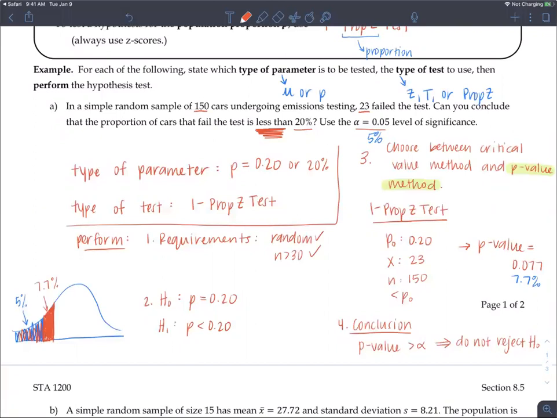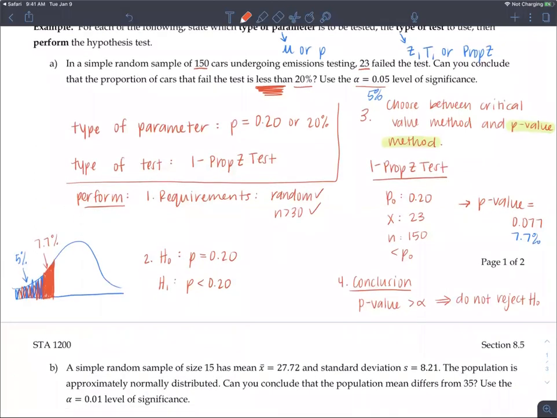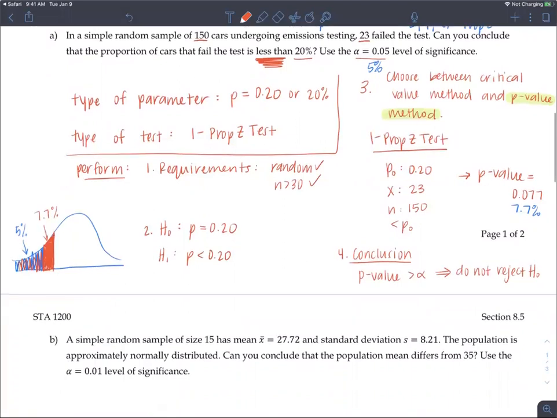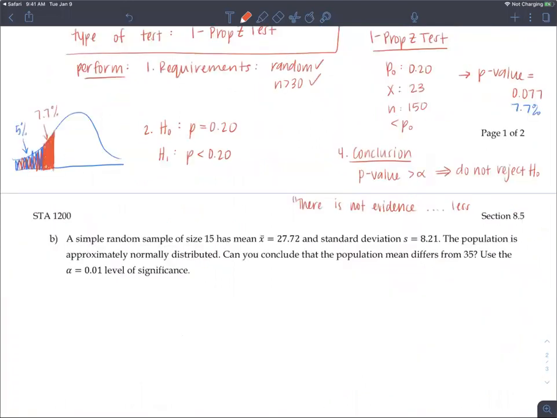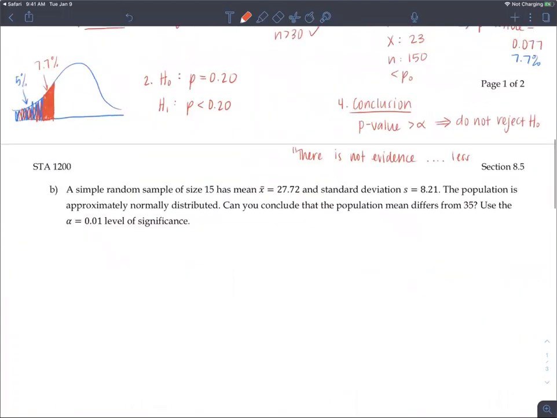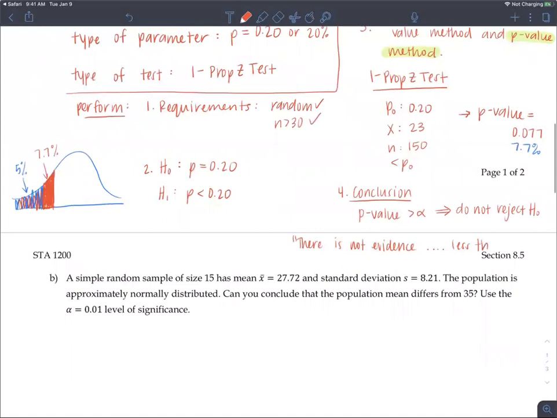So let's move on to the next one. And if there's room, we'll put the interpretation for that one. For the interpretation, you would say there is not enough evidence to support that it is less than 20%.